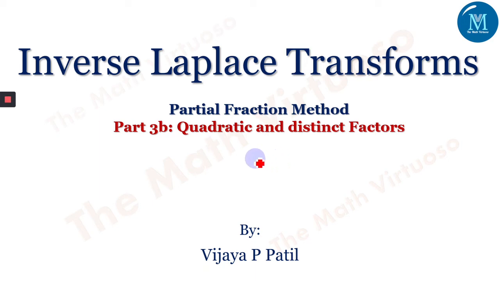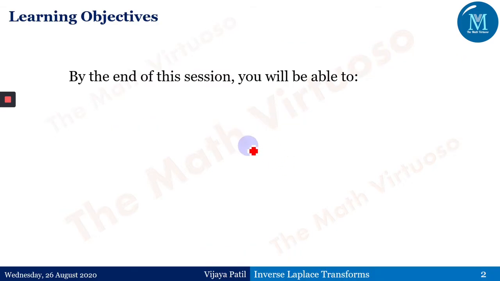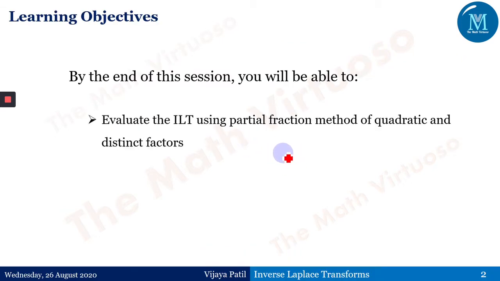Hello everyone. In continuation with the inverse Laplace transform, we are right now dealing with the partial fraction method. Under that, part three B, that is the quadratic and distinct factors. In part three A, we discussed the same quadratic and distinct factors with a different method. Here we will be discussing a different method which is very simple. By the end of the session, you'll be able to evaluate the ILT using the partial fraction method of quadratic and distinct factors.